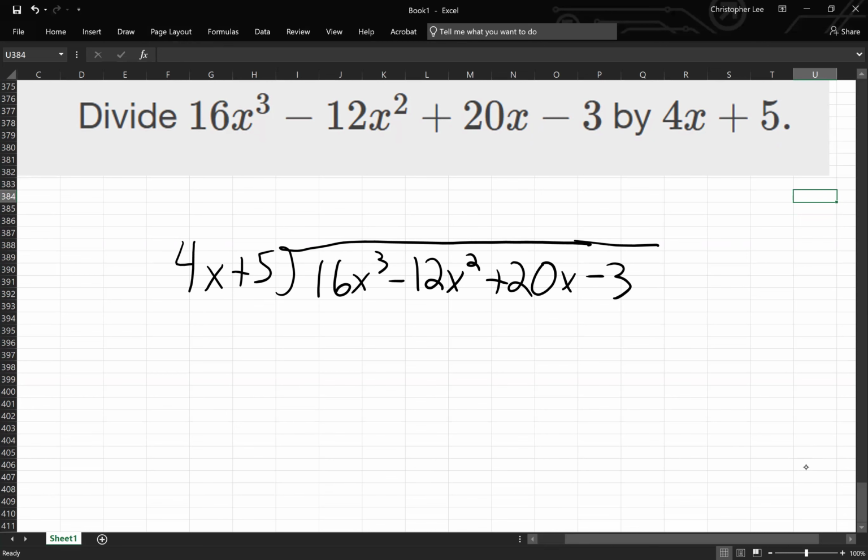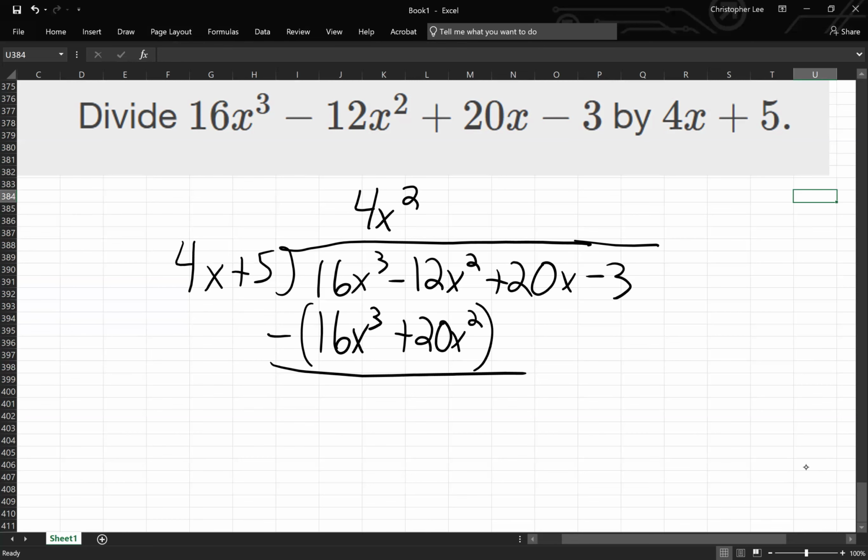Okay, so 4x goes into 16x cubed how many times? 4x squared times 4x is 16x cubed. Now, 4x squared times 5, what's that? Plus 20x squared. Perfect. Now, remember, this is a polynomial, so we're going to subtract. 16x cubed minus 16x cubed is 0. This cancels out. Negative 12x squared minus 20x squared, what's that?